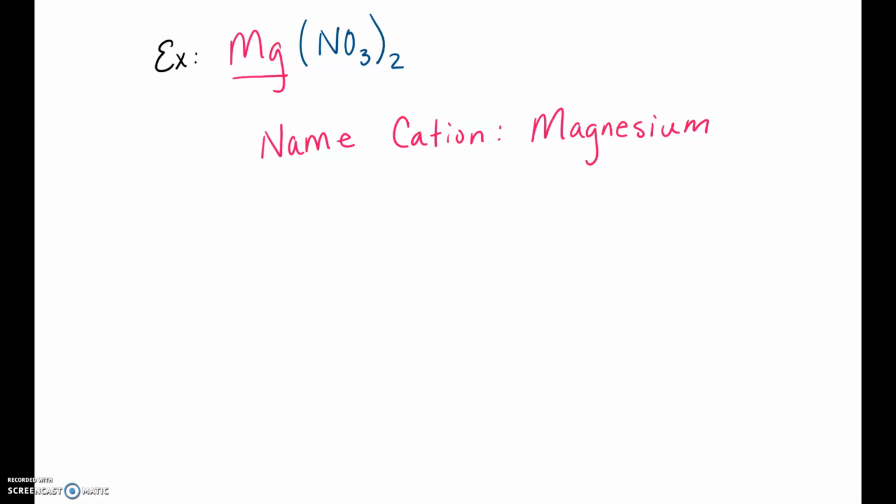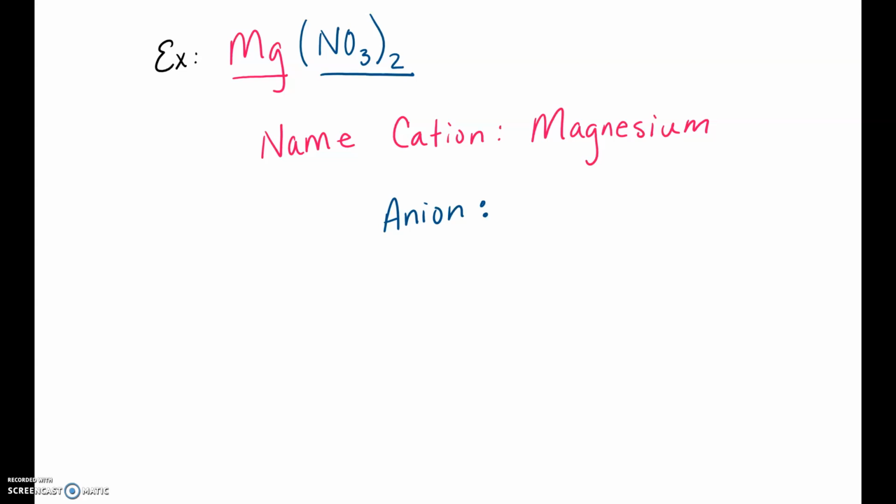Now remember, in an ionic compound, there's only a cation and an anion. So now that we've named the cation, that tells me that the remainder of this compound must be the anion. Even though there's more than one element here, there's nitrogen and oxygen, I see that there's a group of elements right here that are not part of the cation, therefore they must be part of the anion.